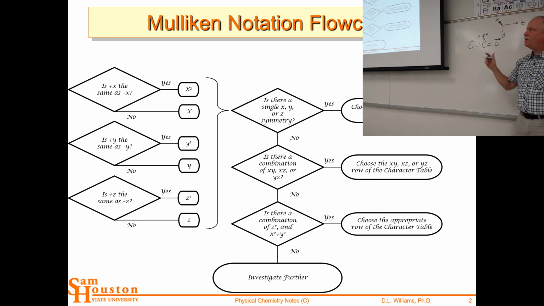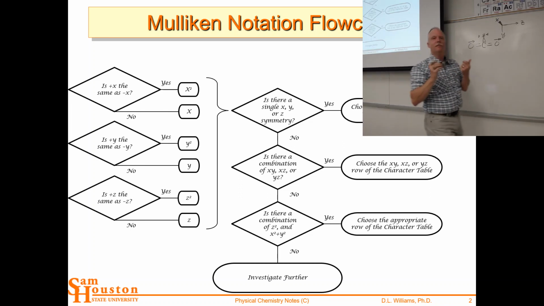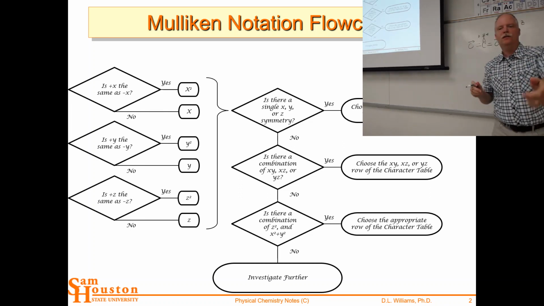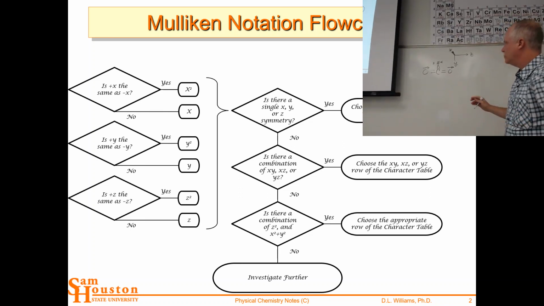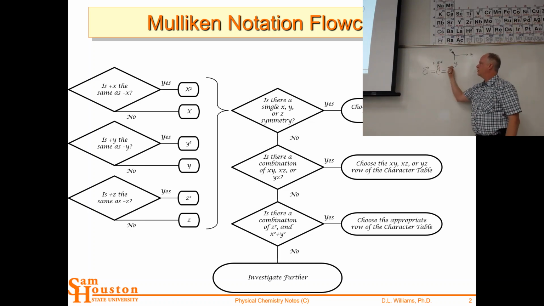But when I say the same as in this flowchart, it says, is positive Z the same as minus Z? What do I mean the same as? It's from the perspective of the center of mass. Okay, so let me turn this so you can see it. So I'm standing on the center of mass. I look to the right. I see that the arrow is pointing away from me. I look to the left. I see the arrow is pointing towards me. That's a minus. That's like this arrow's been flipped, okay, from my perspective.